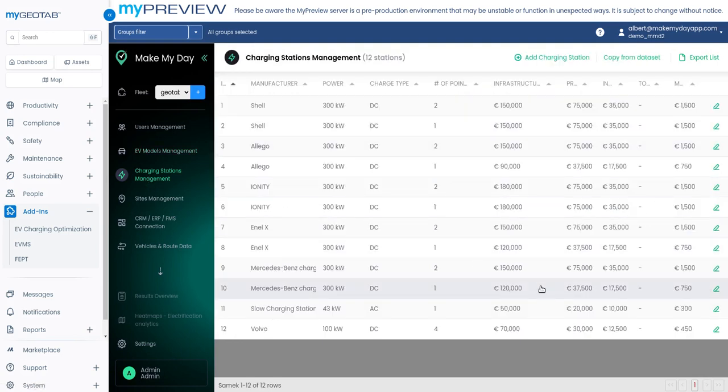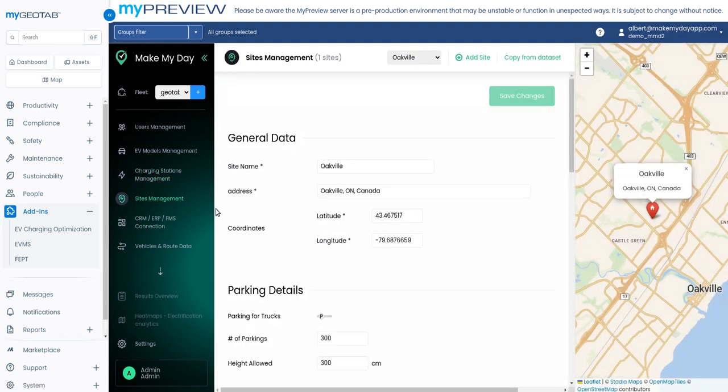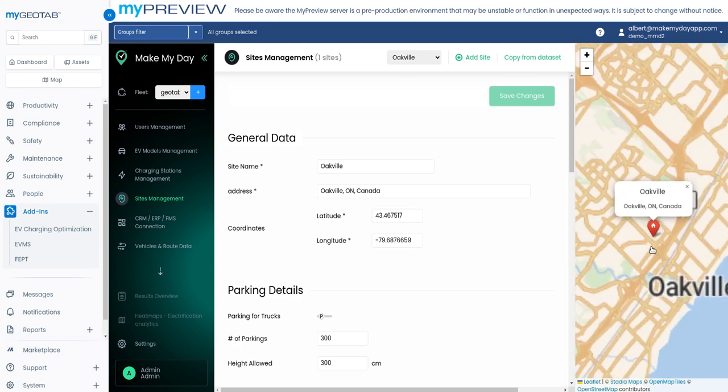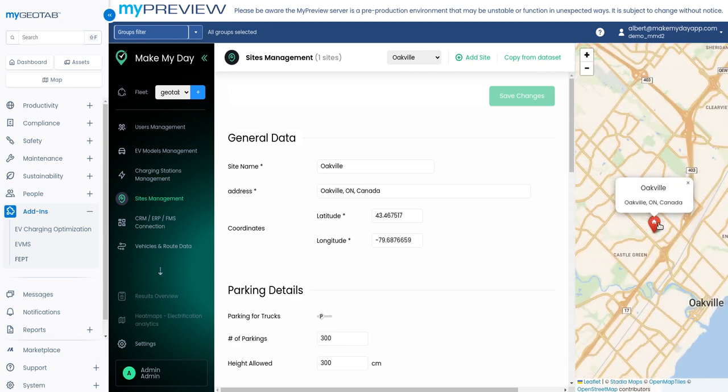Then we can see the different charging points that we can install in the depot. The next point is that we can manage the different sites, or the different back offices and depots that we have for our fleet. So in this case we have, for example, a site here in Canada, in Oakville.